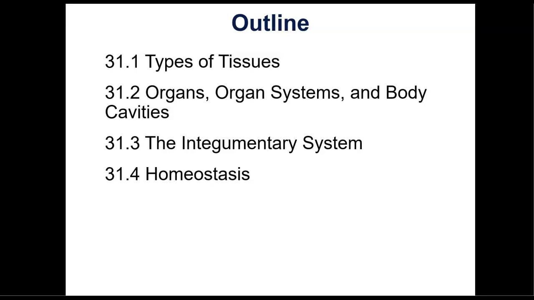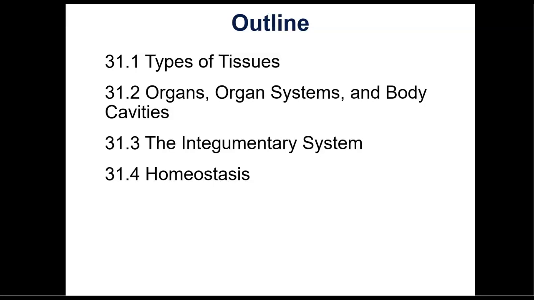We will cover the types of tissues in humans and many other mammals. It's going to be 4 main tissue types: epithelial, connective, nervous, and muscle tissue. And then we will cover the 11 organ systems of the human body, as well as one organ system, the integumentary system, which is the skin and accessory organs like hair and nails and glands.